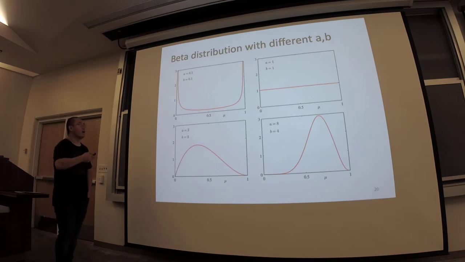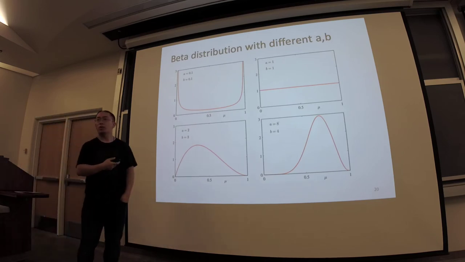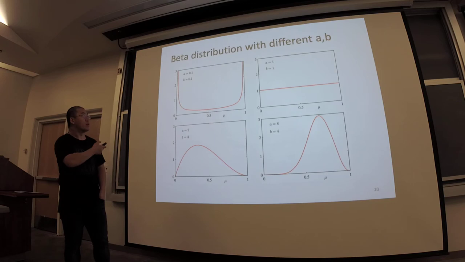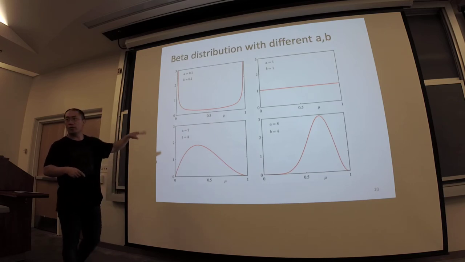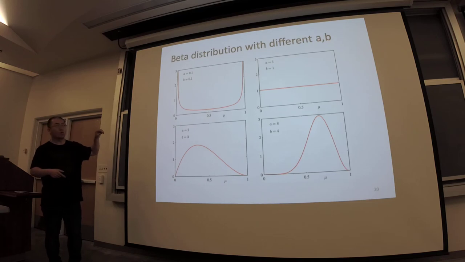And here are examples of the density of beta distributions with different choices of A and B. You can see that the curve of the density function relies heavily on your choice of A and B.